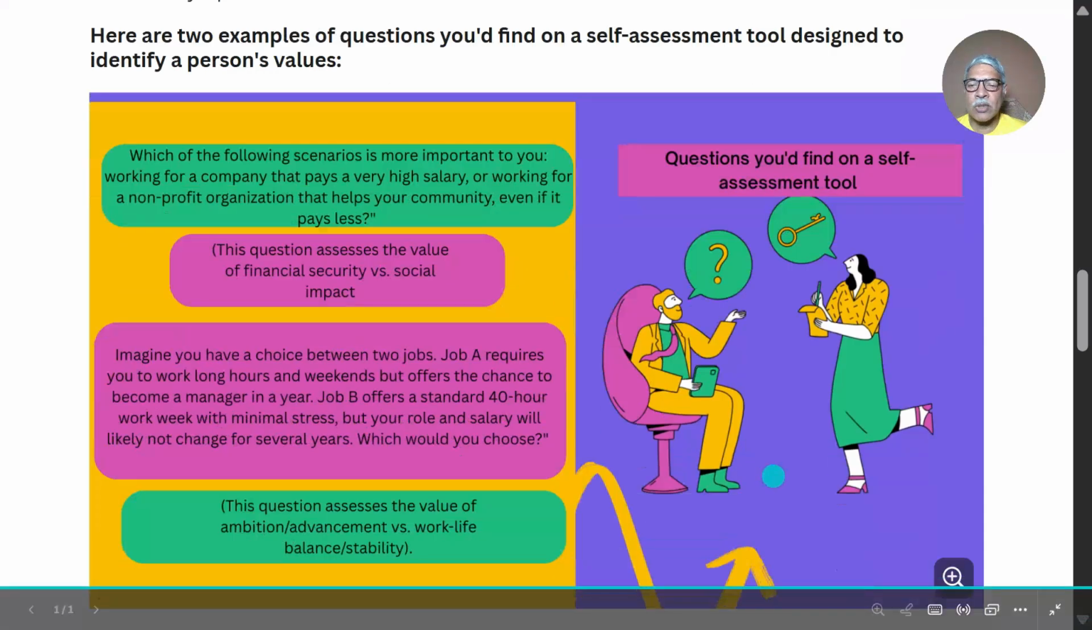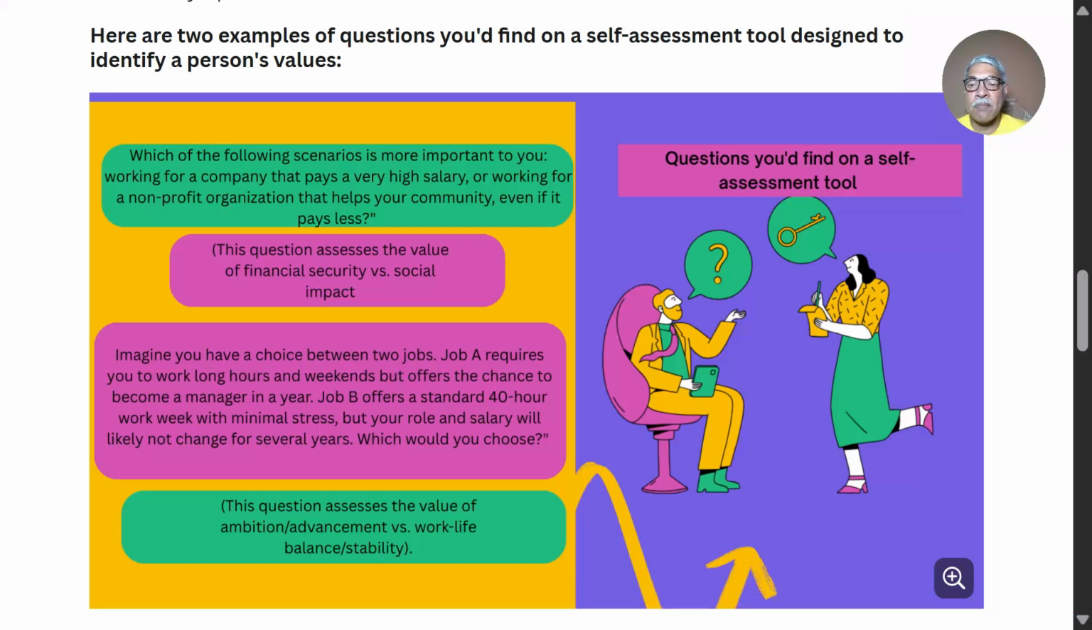So these are certain questions, and this type of question would assess your value, your ambition versus your work life balance or your work life stability. So these are certain questions that you would find on a self assessment tool. These questions are designed to identify a person's values.